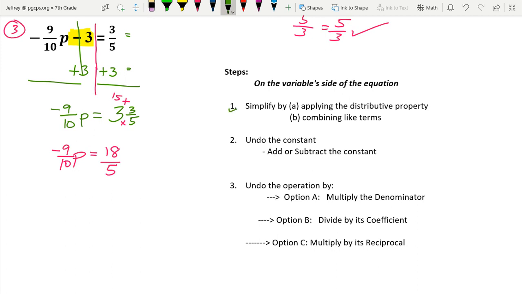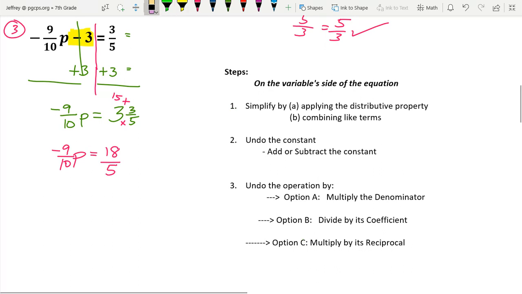We're done with step 1. We're done with step 2. Now we'll do step 3. Now, are we going to multiply the denominator? Are we going to divide by the coefficient? Or are we going to multiply by its reciprocal? And option 3, we multiply by the reciprocal because this is a fraction attached to the variable. So we use the reciprocal. There's a lot of methods to do this, but let's just do the usual way.